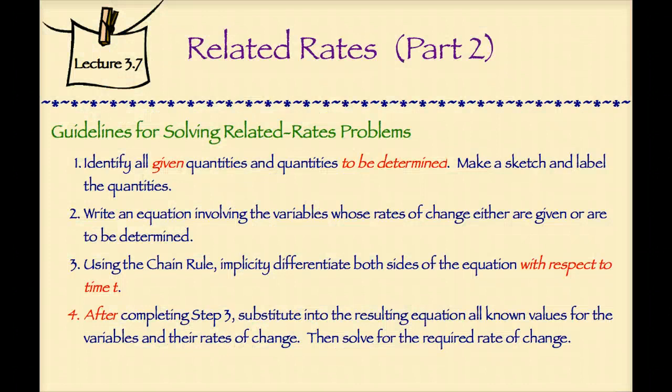On this first slide, I have re-listed the guidelines for solving related rates problems. Identify all given quantities and quantities to be determined. Write an equation relating those quantities given and unknowns. Using the chain rule, implicitly differentiate both sides of the equation with respect to time t, and then substitute into the resulting equation all known values and solve for the required unknown value.